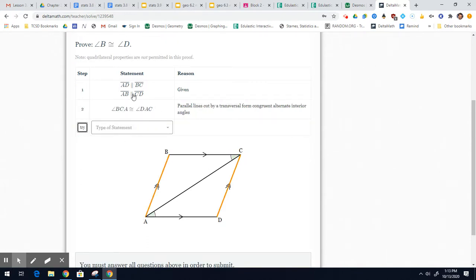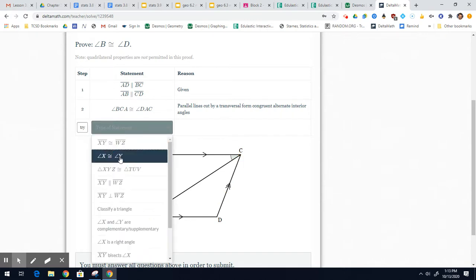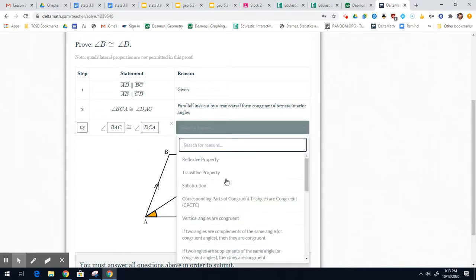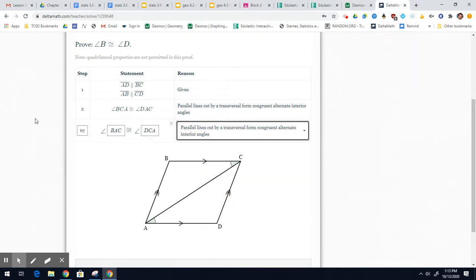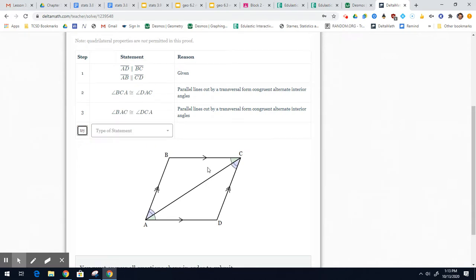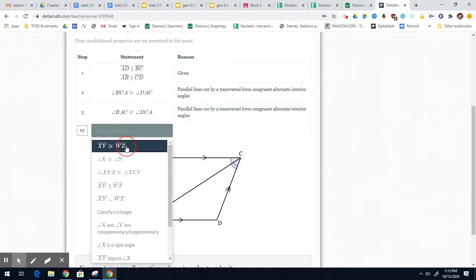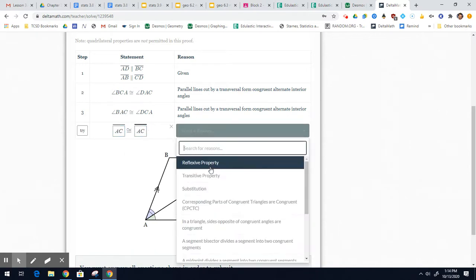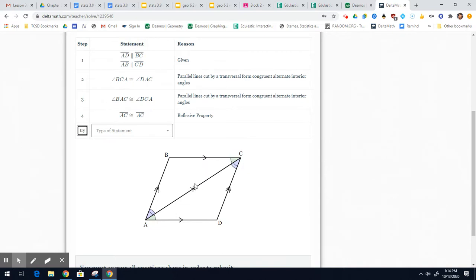Okay. Now AB and CD. Let's do BAC and DCA. BAC and DCA. Same reason. Parallel lines cut, alternate interior angles congruent. Boom, and there's my second angle pair. Now let's use the reflexive property and that side they share. AC, AC by the reflexive property. Boom, and there is my side pair.